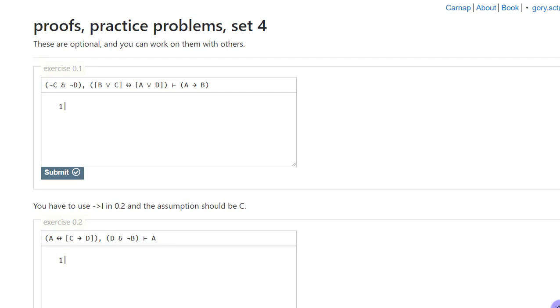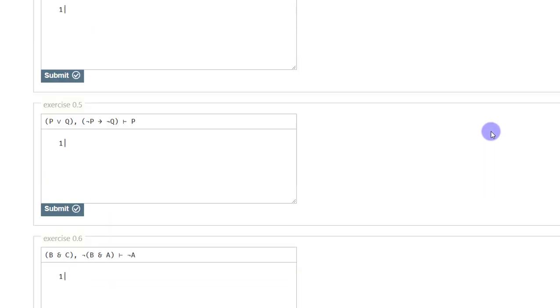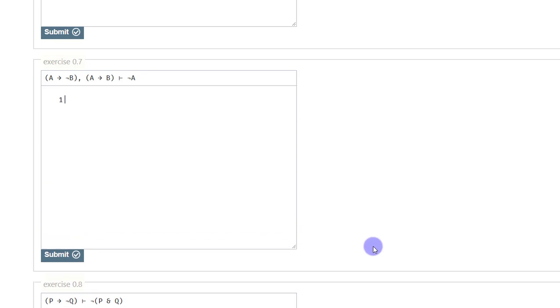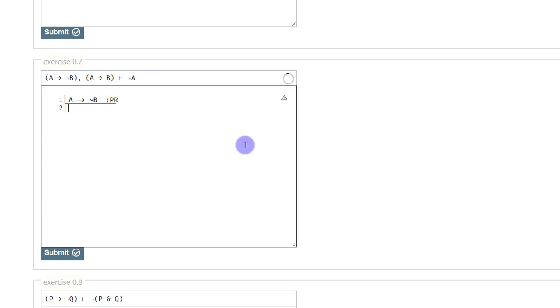I'm in the fourth set of practice problems, and I'm going to go through a few of them, starting with this one, number 7. Okay, so I have these two premises: if A, then not B, and if A, then B. My conclusion is not A.